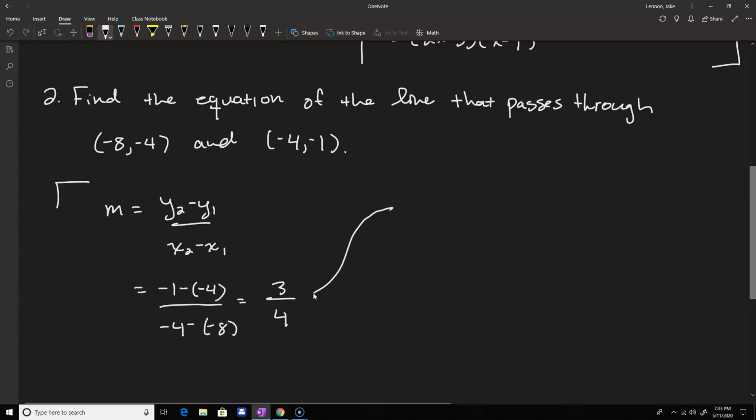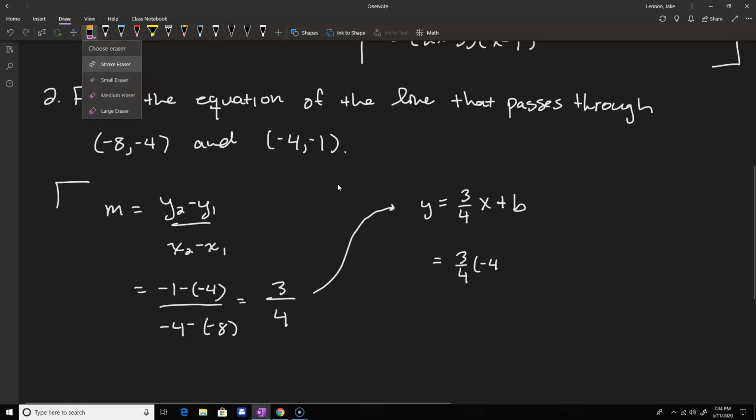So our line has to look like y equals 3/4 x plus b, and then we want to plug in either pair of points for x and for y respectively. So let's use the first ordered pair. Negative 4 would replace y, and negative 8 would replace x. The first coordinate is obviously the x coordinate, and the second coordinate is the y coordinate.